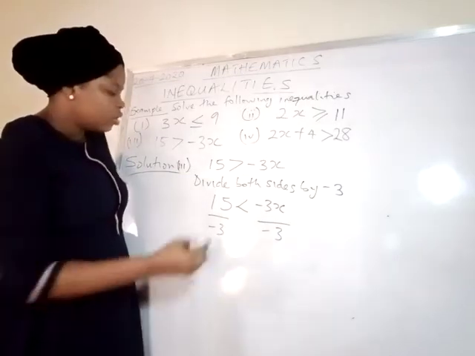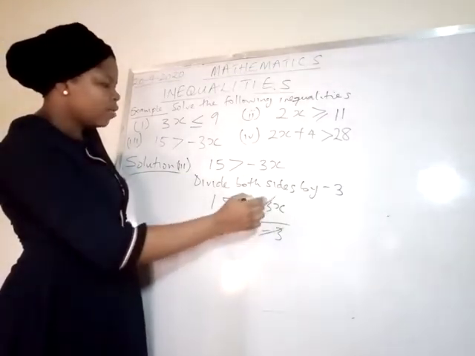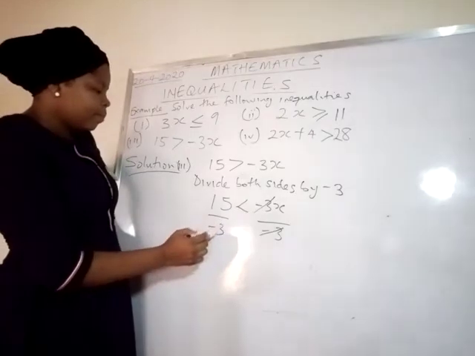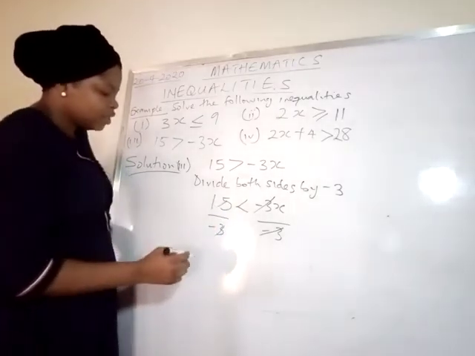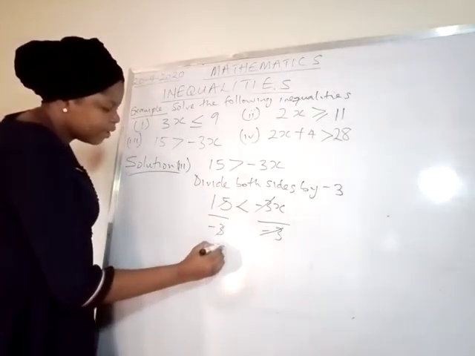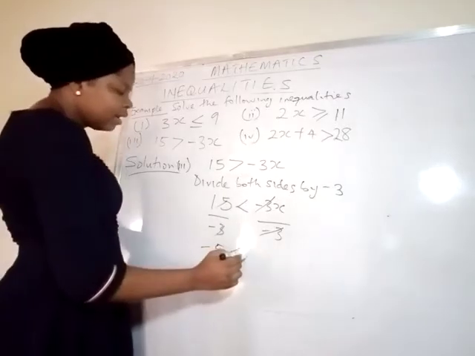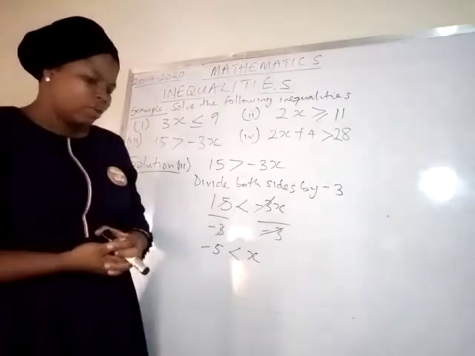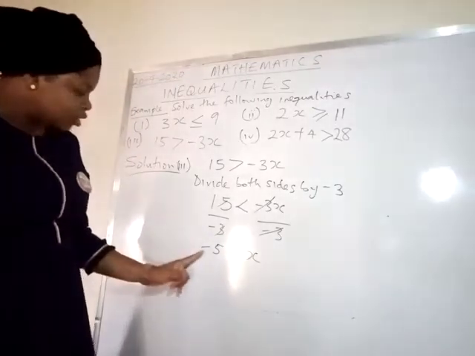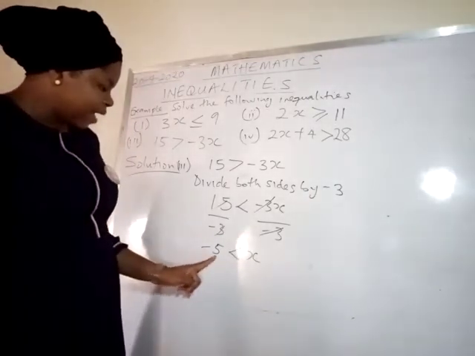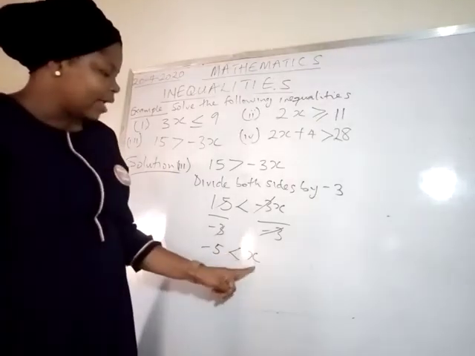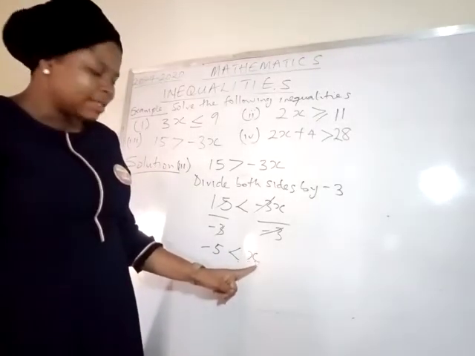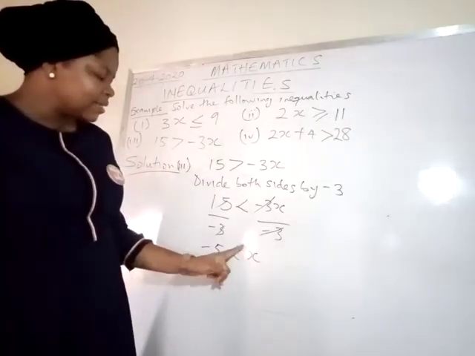The sign will change. So here, minus 3 will cancel minus 3. And minus 3 into 15 will give me minus 5. So I have minus 5 is less than x. So another thing that we need to know is how to read this. What we have here is minus 5 is less than x. But if I want to read it in terms of x, my x is greater than minus 5.